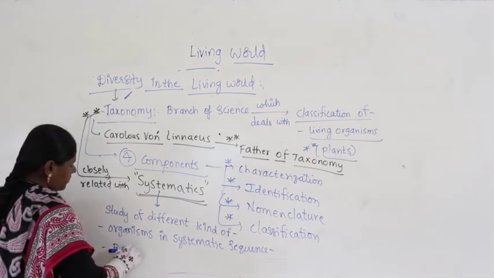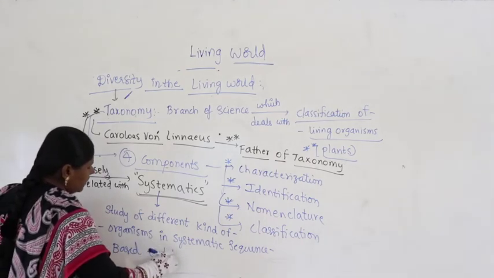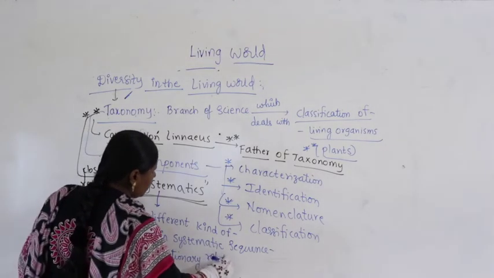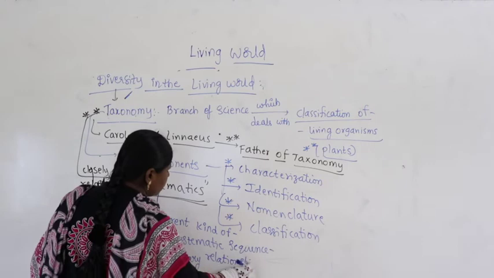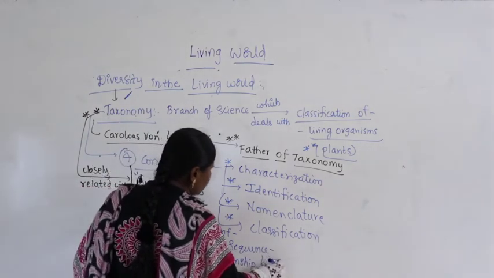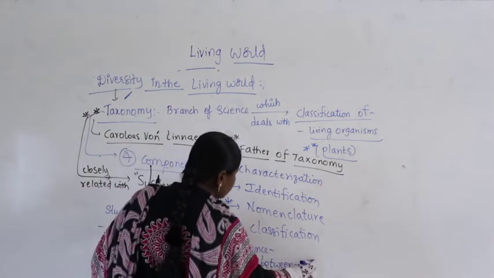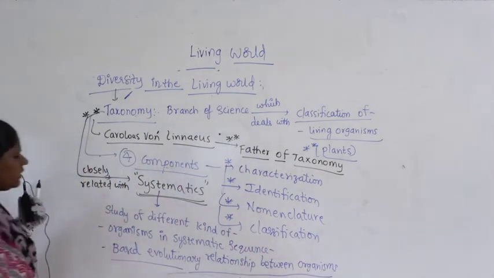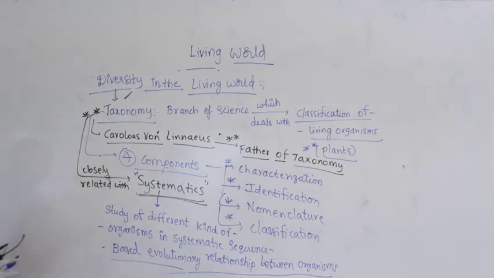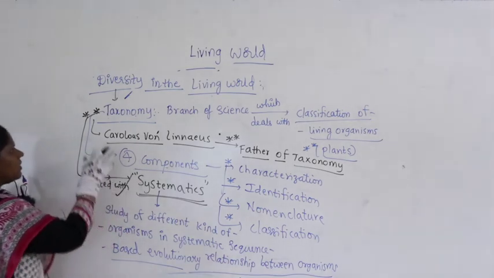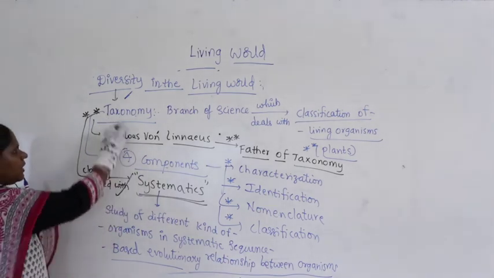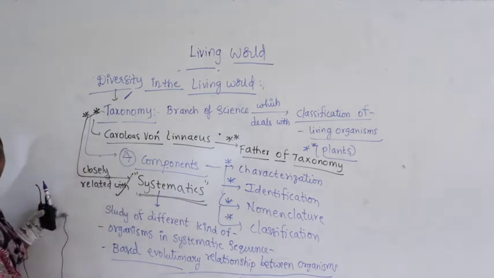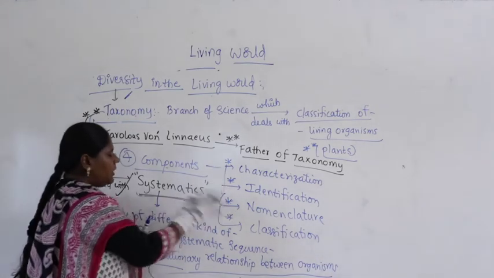based on evolutionary relationship between organisms. Evolutionary relationship between organisms. What is the meaning of this? Now, if you look at, systematics is another branch of science. Taxonomy and systematics both are interrelated, closely related. These 2 branches are very much essential to study about all the 4 components.